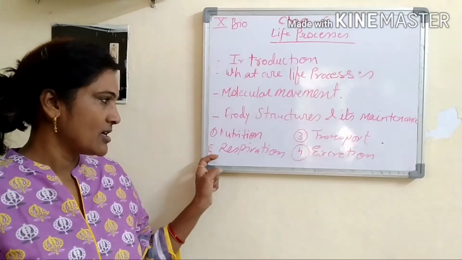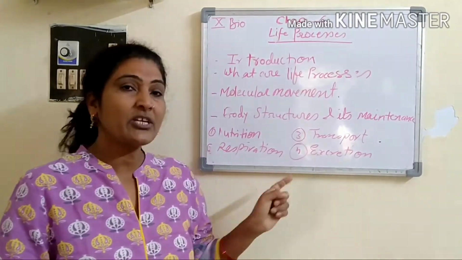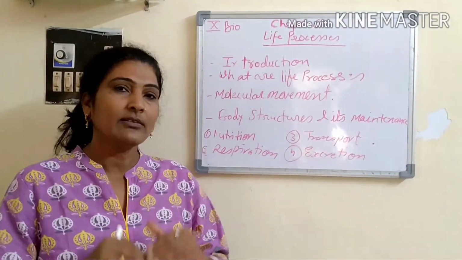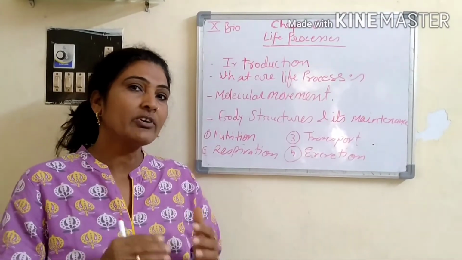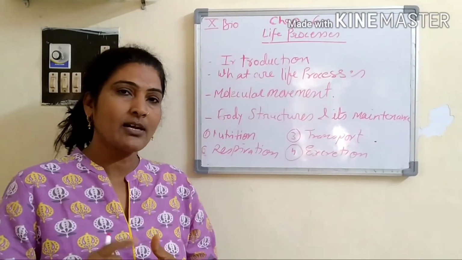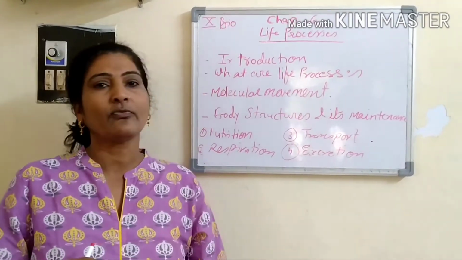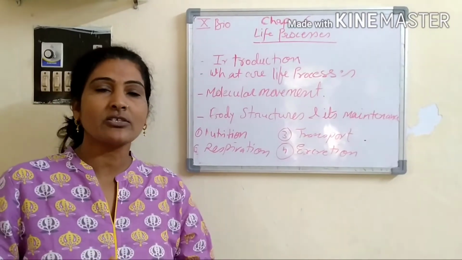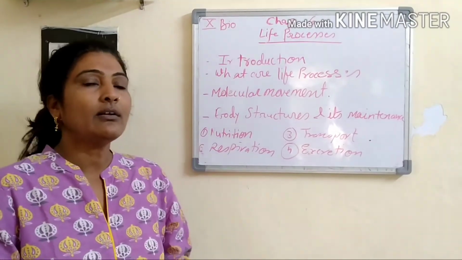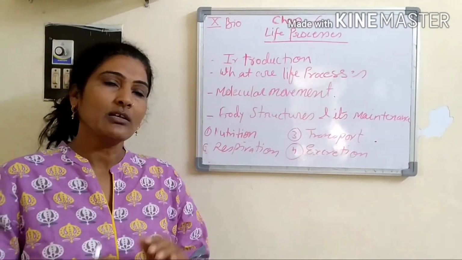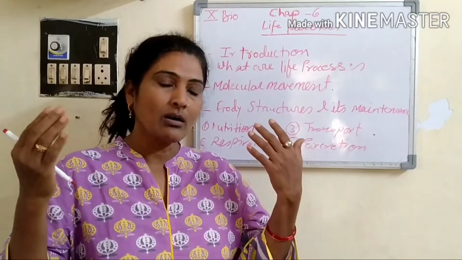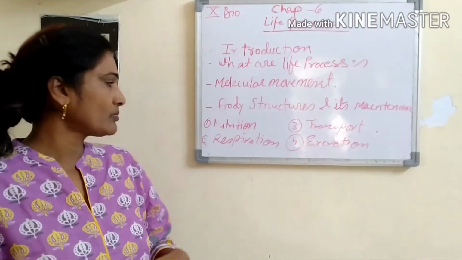Now the second process is respiration. Respiration is a very important process because whatever food is taken from the surroundings should at the end be converted into a uniform source of energy. Producing such energy requires a series of biochemical reactions, and the most common type is the oxidation reduction reaction. After this reaction, a uniform source of energy is produced, which can be utilized by the body.